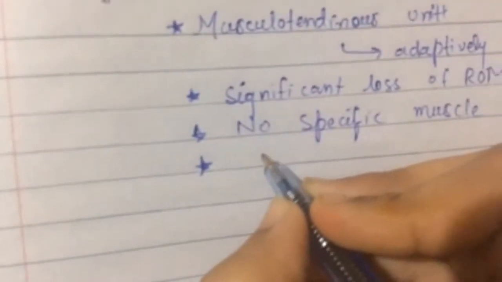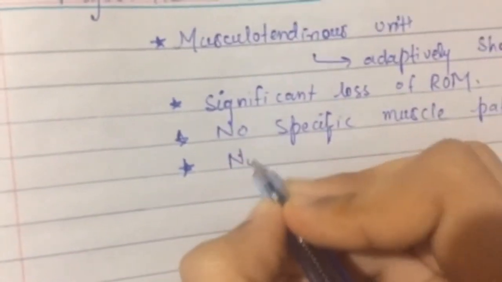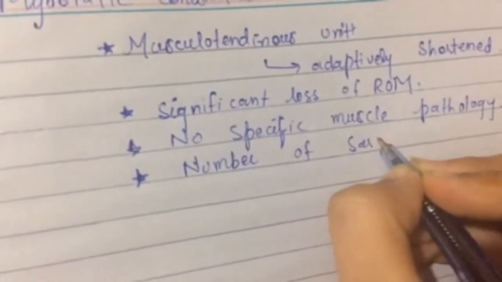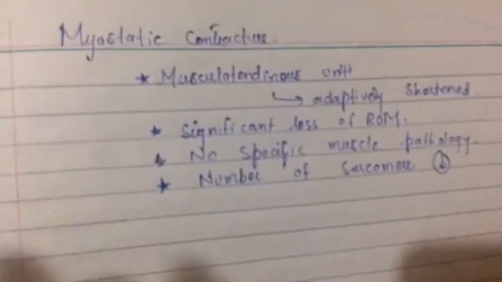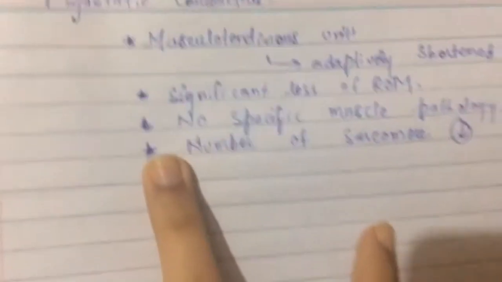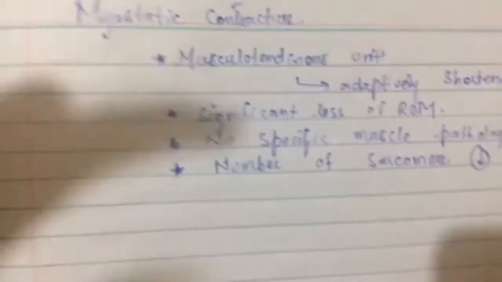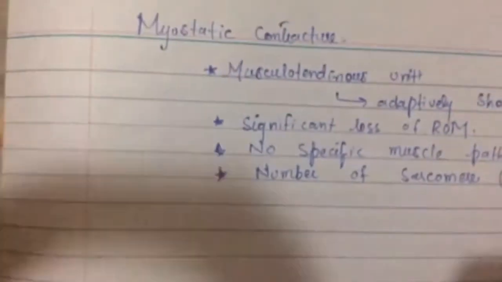Normally we say that the number of sarcomeres is reduced or decreased. For example, there is a reduction in the number of sarcomeres in series, as in muscle pathology. The sarcomere is the unit of the skeletal muscle. The sarcomere is the basic unit in which the A band, I band, actin and myosin are present.